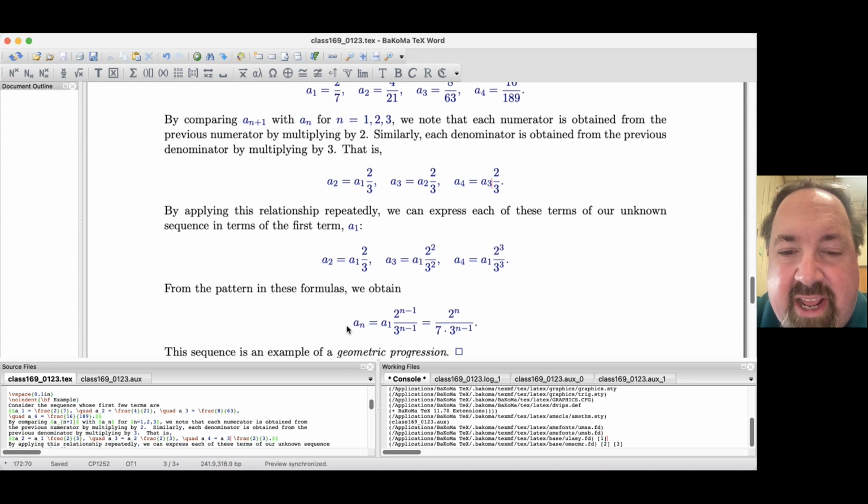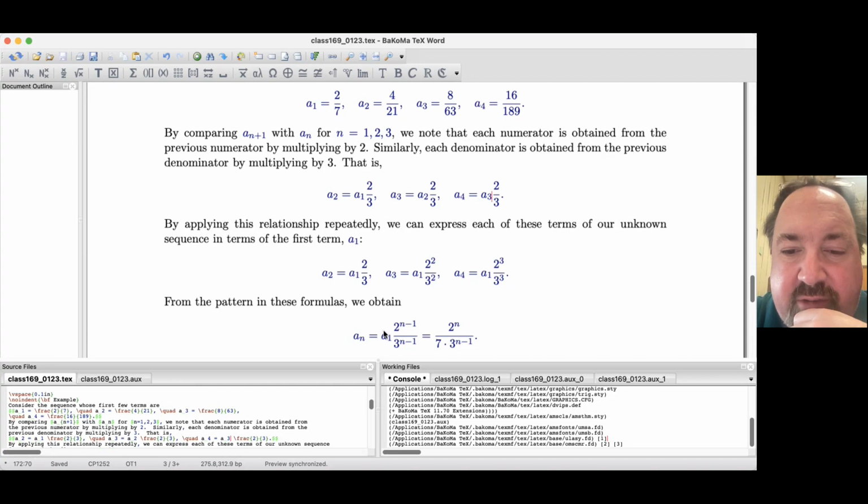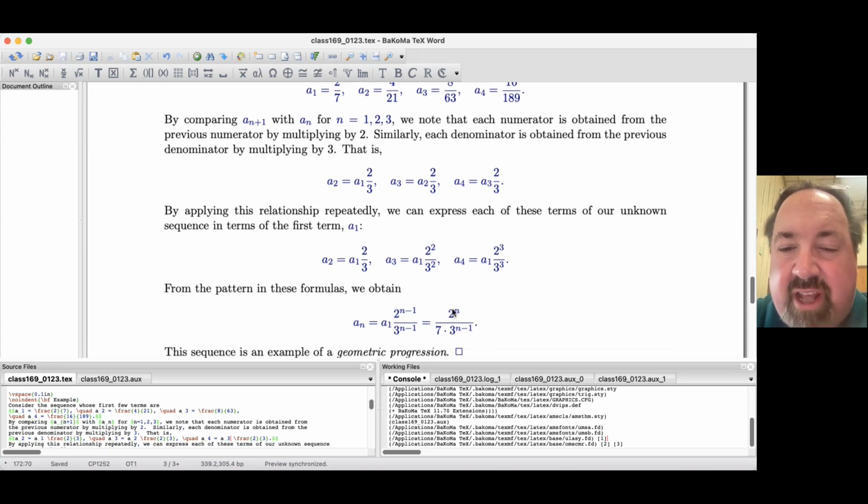So in general, AN is equal to A1 times 2/3 to the n minus 1 power. And to get the rest of the formula, I have a value of A1, it's 2/7. So I can just substitute that in here, and I have 2 times 2 to the n minus 1. I can add the exponents, so I just get 2 to the n up top, and then I have this down below. So now we have a formula for all the terms in the sequence.